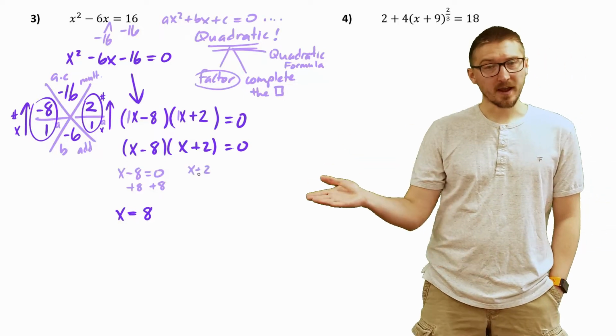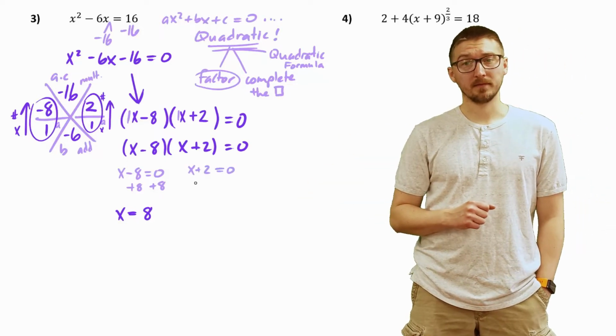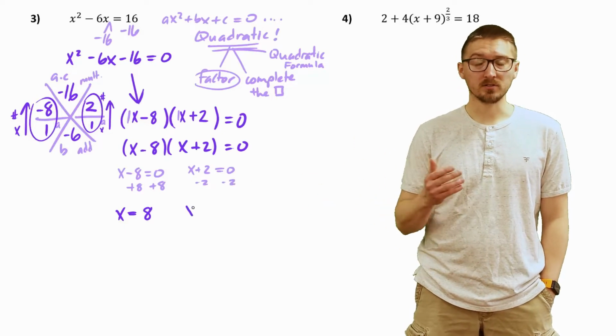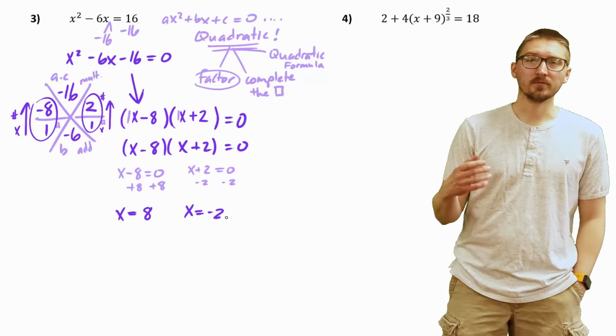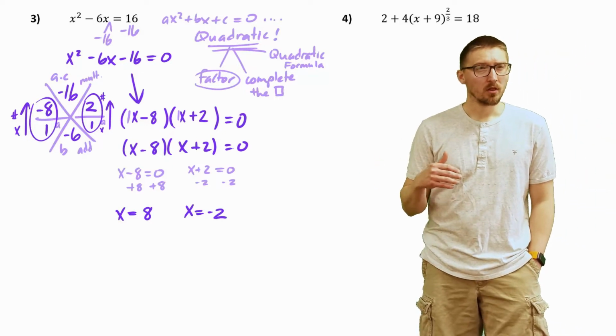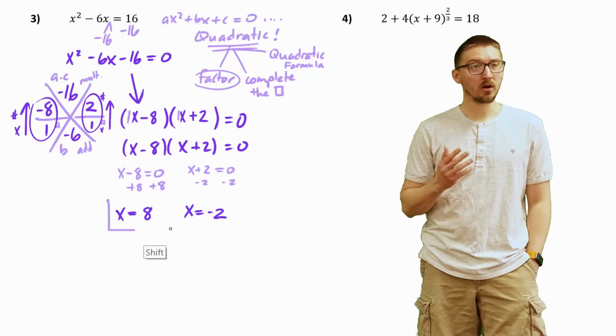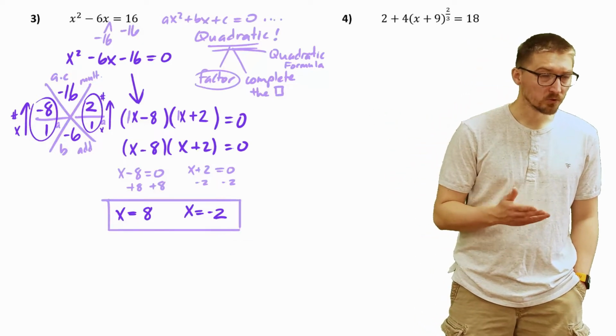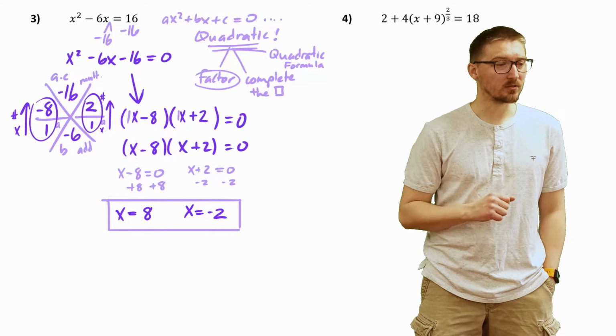If I take my other factor, which was the x plus 2 factor, and I'm trying to figure out what would make that equal 0, I just subtract 2 and subtract 2. And so now I'm left with x equals negative 2. Those two values are the only things that make the original question true. X equals 8, x equals negative 2.